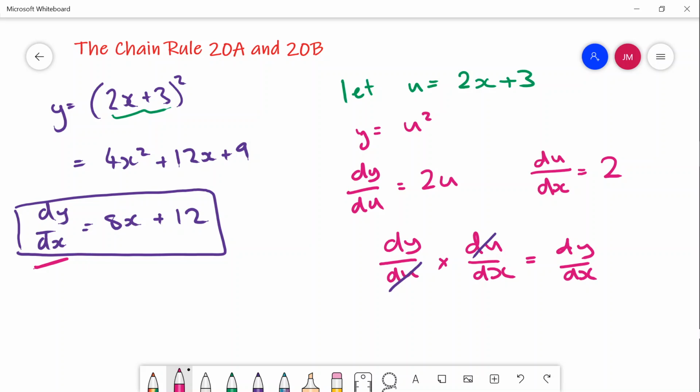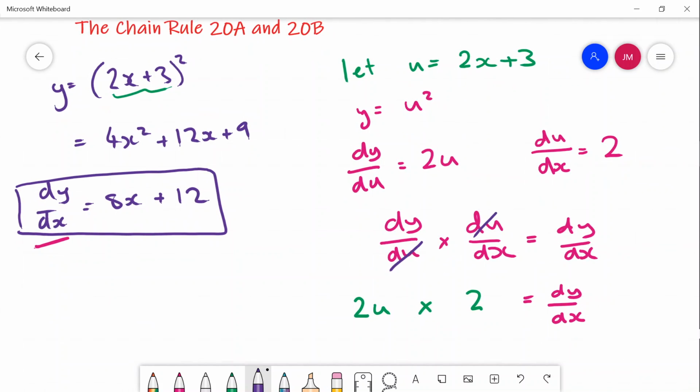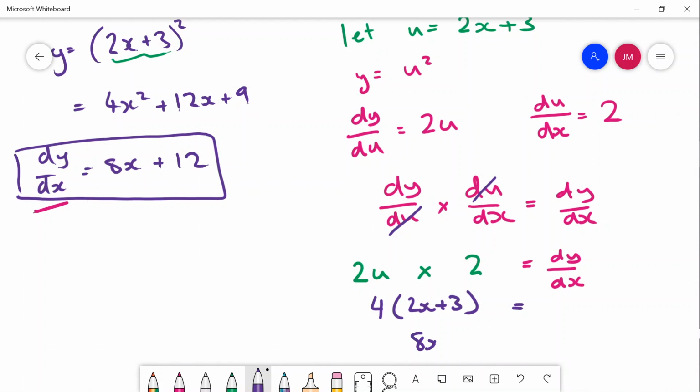So, let's look at our dy/du was 2u times 2 over here. So that means dy/dx equals 2u times 2, which is 4u. And I know from the beginning that u was 2x plus 3. So this becomes 4u, and u was 2x plus 3, which equals 8x plus 12.